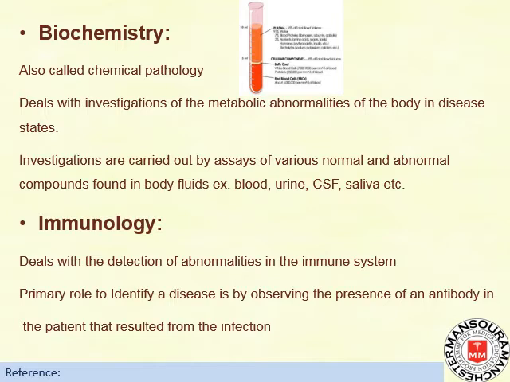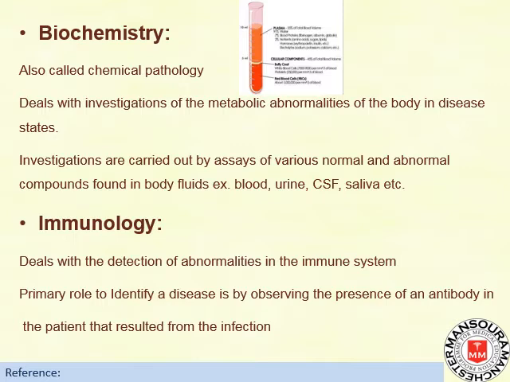As for chemical pathology, or biochemistry, or the clinical chemistry investigation, these are the ones dealing with the metabolic abnormality of the body in disease states. These investigations are carried out by assay of various normal and abnormal compounds found in body fluids, like the blood, urine, CSF, saliva, or whatever specimen we are receiving in our lab.